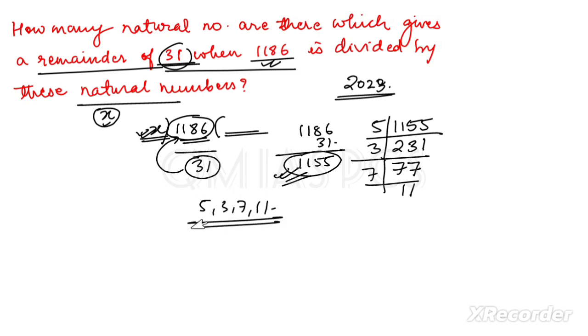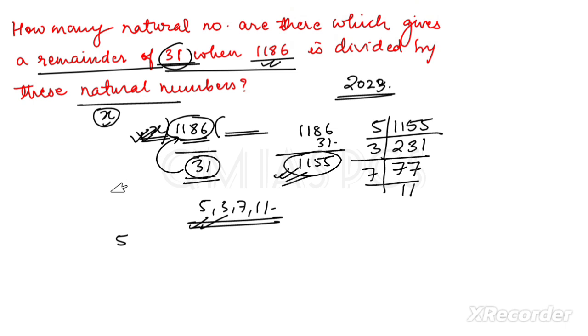Now, can you find the natural numbers from these factors? Combine them and find the natural numbers. Let's try. While finding the natural numbers, we should keep in mind that the divisor x should not be less than the remainder. It should be greater than the remainder. For example, 5 is a factor of 1155, but 5 can't be a possible value because 5 is smaller than 31. 3 should not be there either. So we have to find according to that.